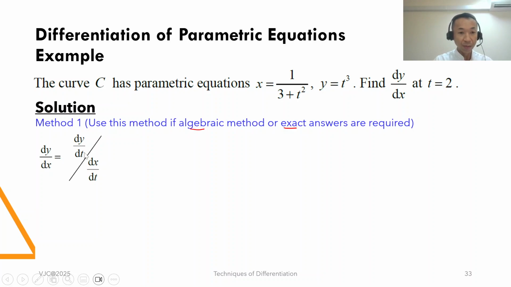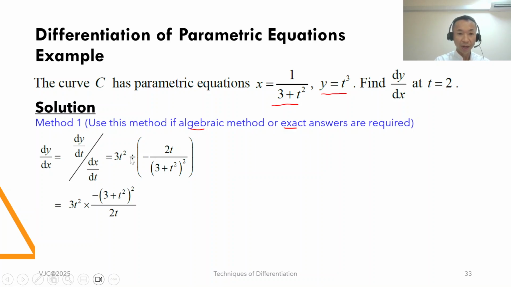In your previous slide, you see that dy/dx is dy/dt divided by dx/dt. So I differentiate this, you get 3x squared. Differentiate this, you will get minus 2t over 3 plus t squared, the whole thing squared. This is your dy/dt, and this is your dx/dt. Simplifying a little more, it's equivalent to multiplying the reciprocal. Reverse the numerator and denominator, simplify, and we will get there.